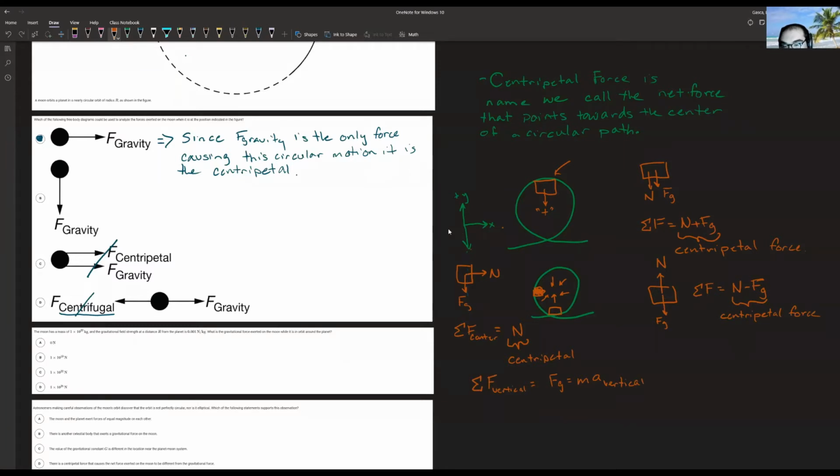Okay, so it gets really tricky when we're off to the side, because when we're considering the centripetal force, we only look at the thing that's pointing towards the center. And we say that's the centripetal direction.